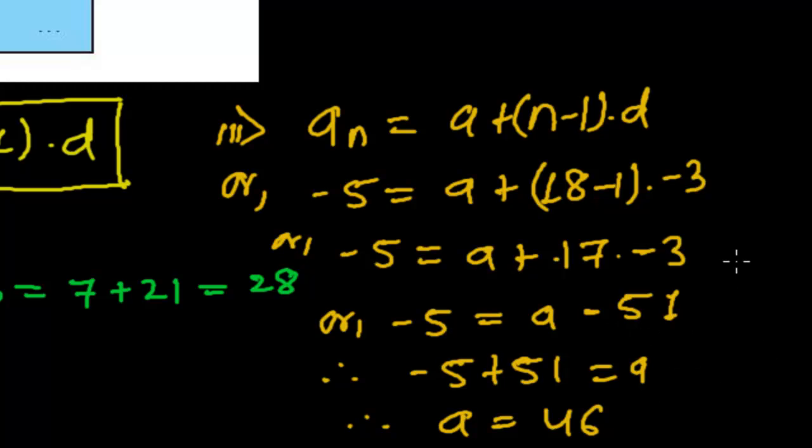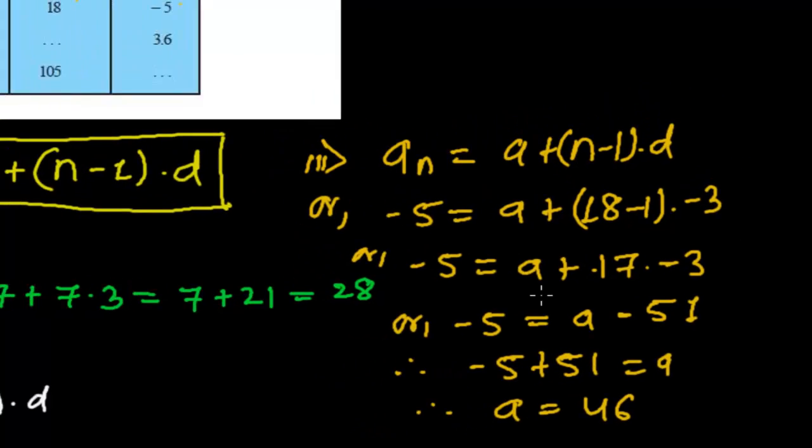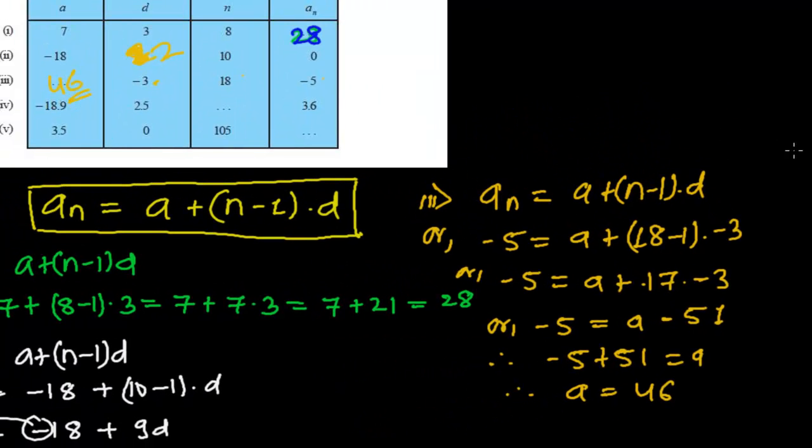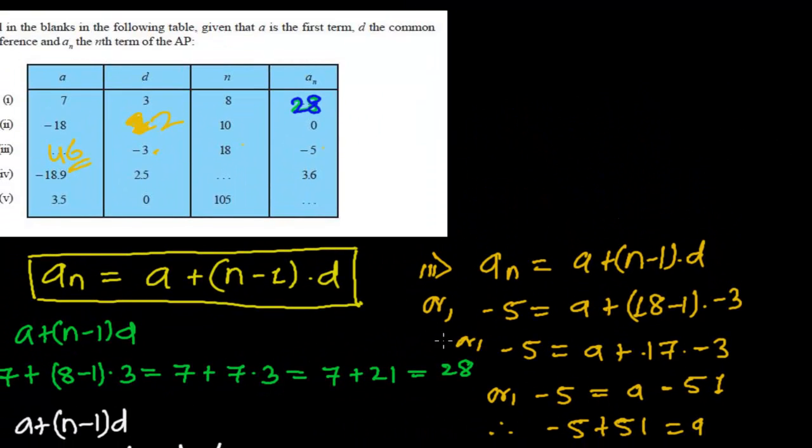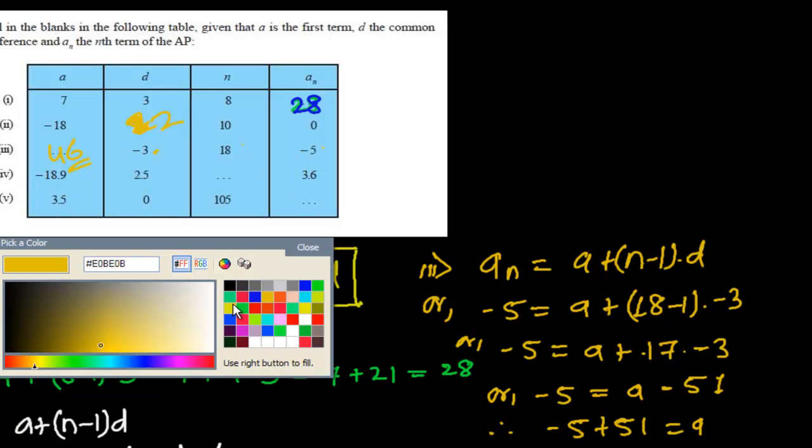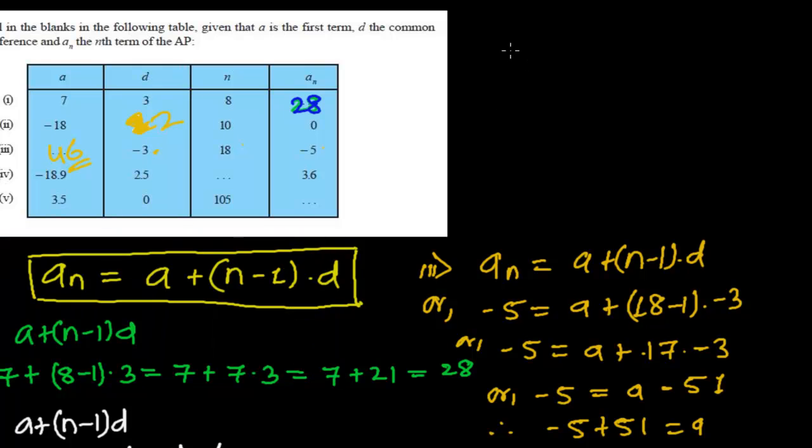Now let me do the fourth one. In the fourth problem I'm doing the same thing. The nth term an is equal to the first term a plus n minus 1 times the common difference. Here we need to find out the value of n.